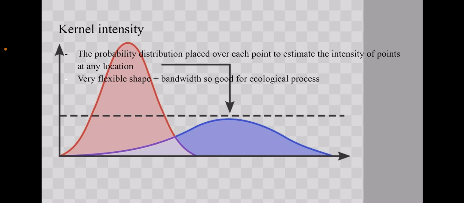Another measure we learned about is kernel intensity. This is the probability distribution placed over each point to estimate the intensity of points at any location. This is useful for ecological processes because of the intensity's flexible shape and bandwidth. Therefore, we can model different levels of concentration in accordance to our variable of interest.